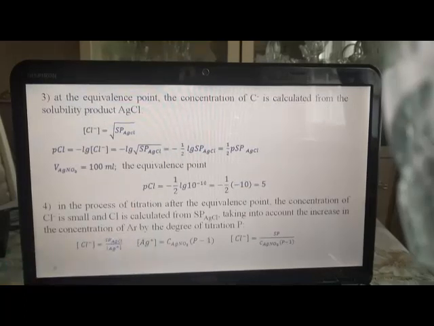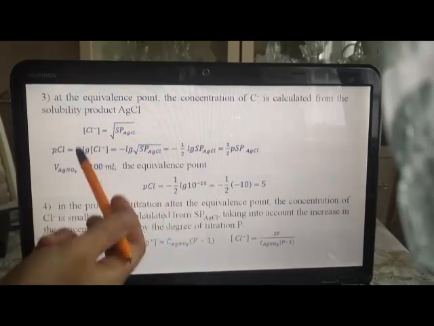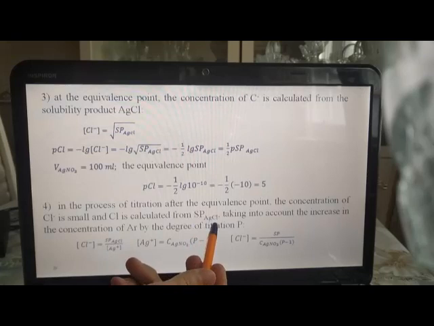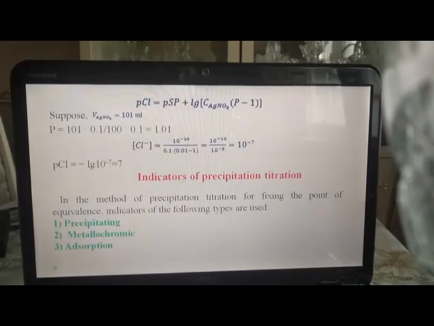And third, at the equivalent point, the concentration of chloride ion is calculated from the solubility product of silver chloride. We found it from the equation. Fourth, in the process of titration after the equivalent point, the concentration of chloride ion is small, and the chloride is calculated from the solubility product of silver chloride, taking into account the increase in the concentration of silver by the degree of titration P. It's the example.